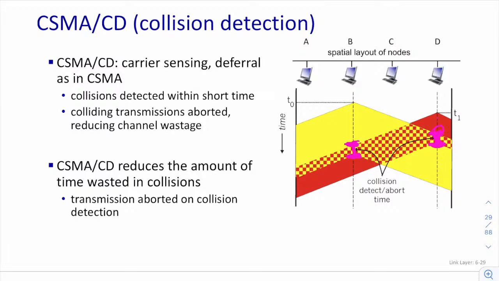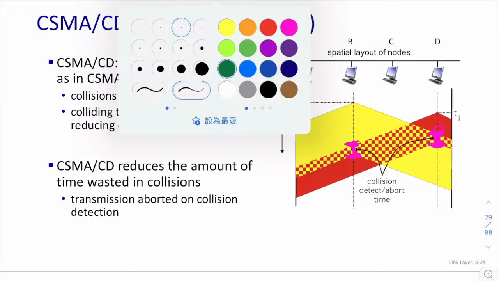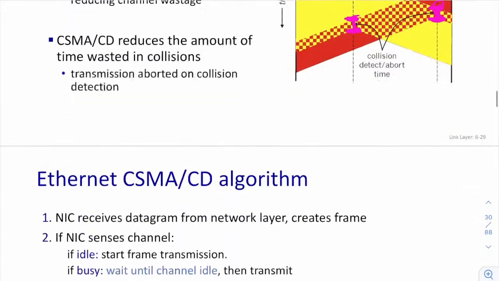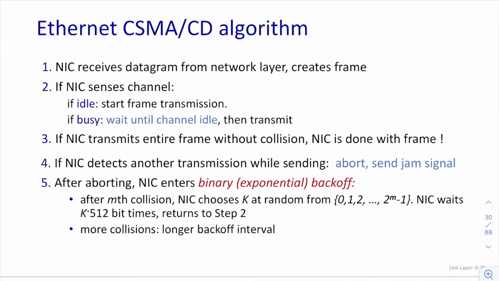Okay, it's quite simple, right? So let's take a look at what happens if they sense the collision, and how they recover from such a collision. Right here we have the actual Ethernet CSMA/CD algorithm. We have 5 steps right here, so follow me. Actually, it's quite simple. In the first step, the interface card receives a datagram from the network layer and creates a frame. That is an easy one.